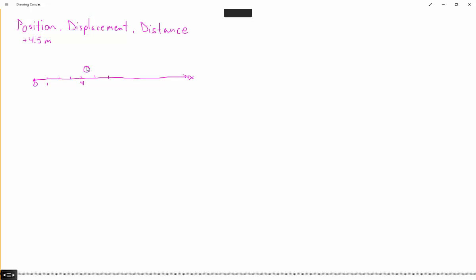But now let's say this object moved. So it moved from 4.5. We started here, and we're going to move it over 5, 6, 7, 8. So we move it up to 8. So this is our second position. Now we'll call this position 1, which would be 4.5, and position 2 would now be, what I think we said, 8. So it was still in the positive, so it would be 8 meters.